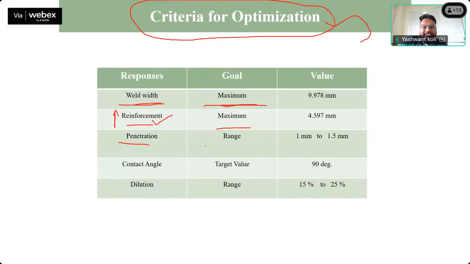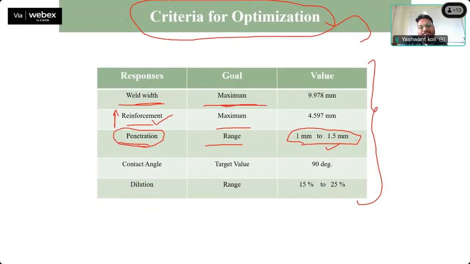Then penetration should be in the range of 1 to 1.5, according to the values that we have set. Why should penetration be in range? If it is more than 1.5 or 2, then it comes under over penetration. So penetration should not be that much.